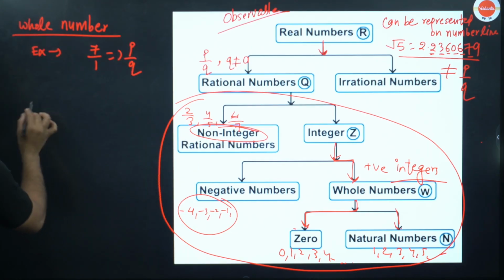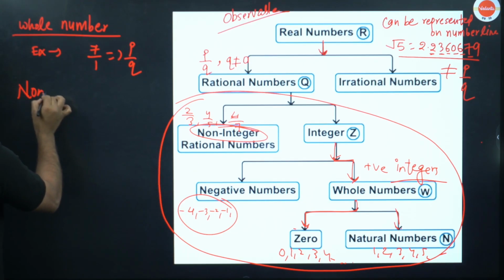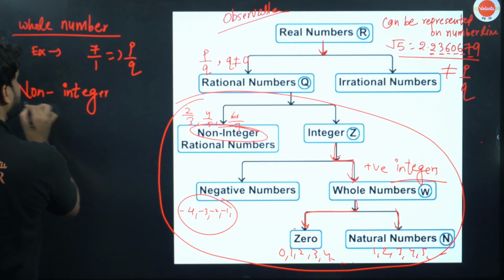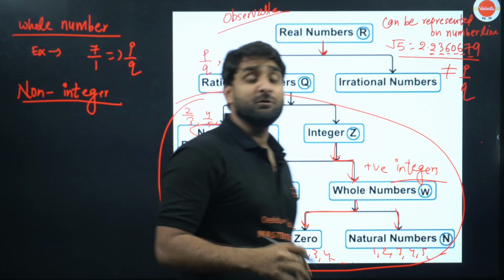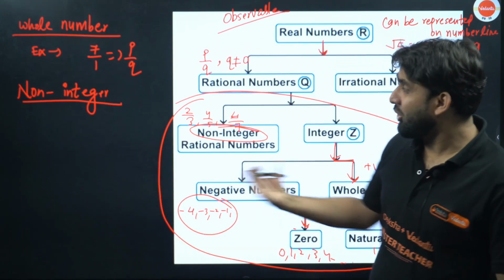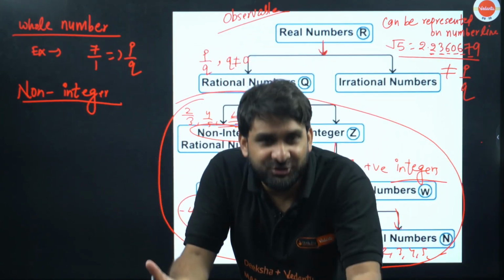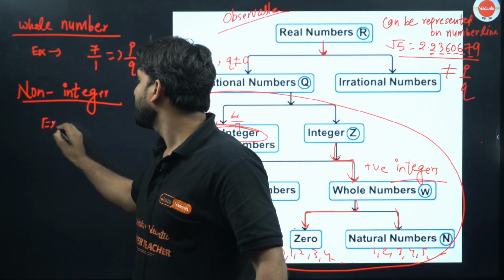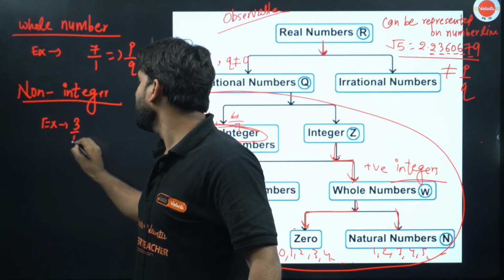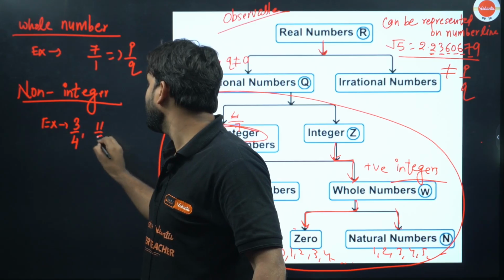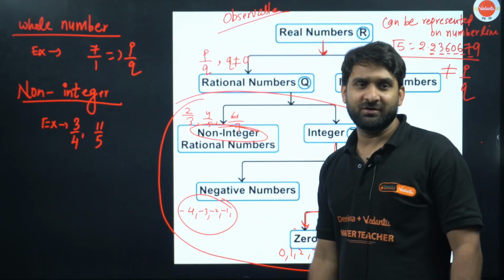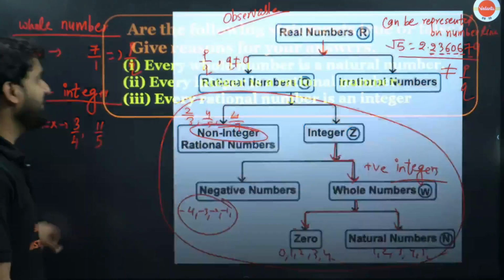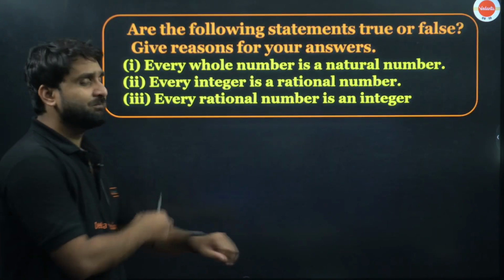Now non-integer means what? What do you understand by non-integer? My champions, non-integer means what? Non-integer means already in fraction form. So this is an example, for example, 3 by 4, 11 by 5. They all are non-integer rational numbers. I hope you guys are getting my point. Clear everyone? Moving ahead. So let's do a few questions here.